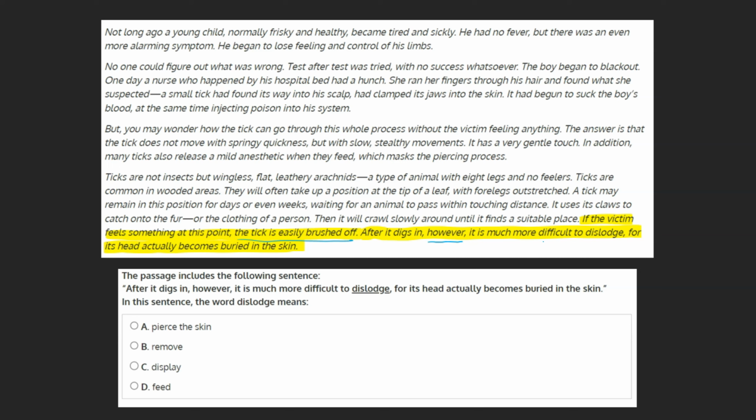In other words, if it's difficult to dislodge, it must mean it's difficult to remove. Based on this, we can head down to our choices and select B, remove, as our final answer.